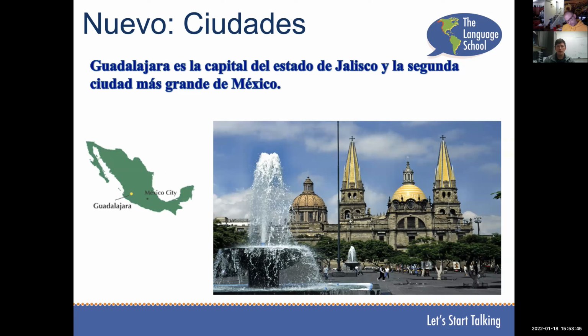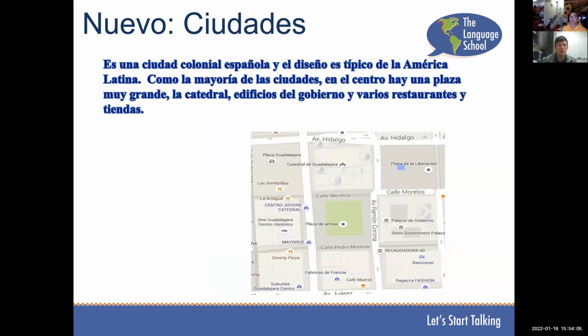Guadalajara is the capital. ¿Qué significa del estado de Jalisco? The state of Jalisco. So it is the capital of the state of Jalisco and is the second largest city in Mexico? Very good. Es una ciudad colonial española y el diseño es típico de la América Latina.